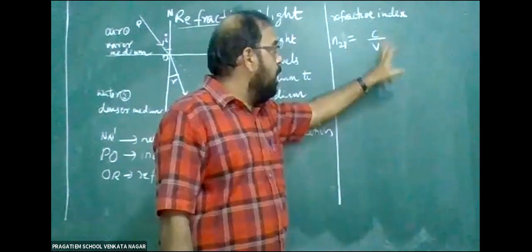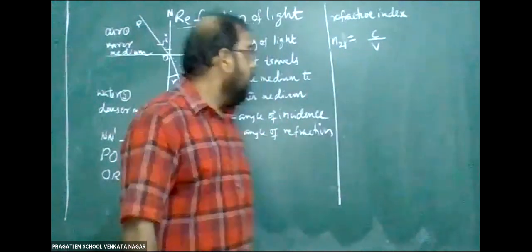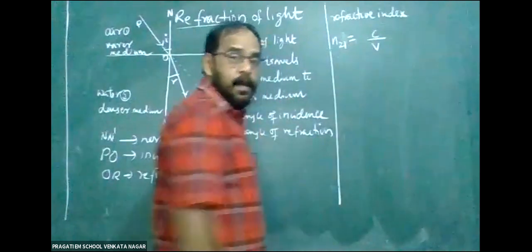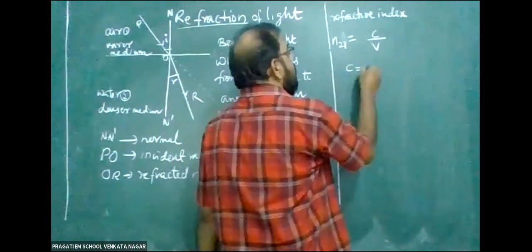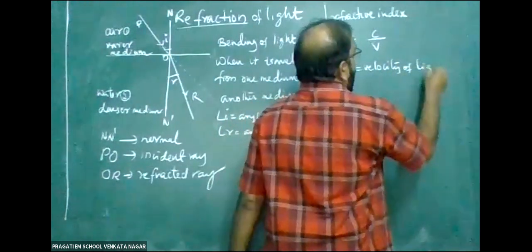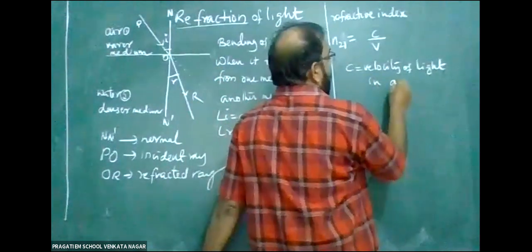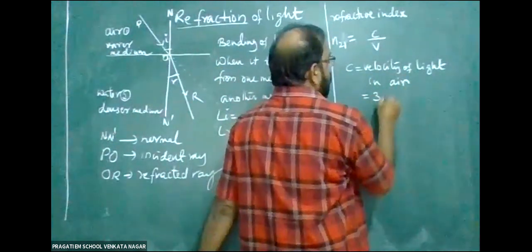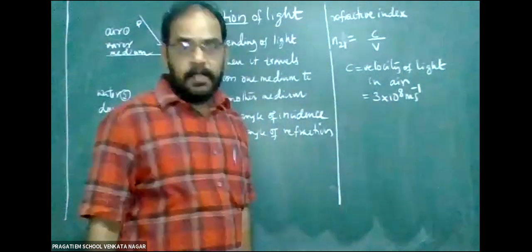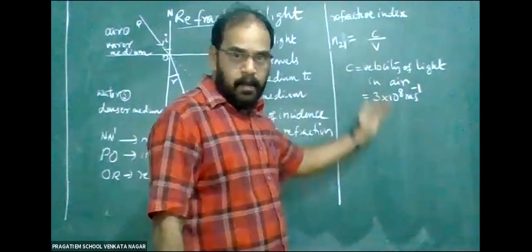So C by V. When the first medium is air, we can use this formula. N21 is equal to C by V, only when the first medium is air. Then what is C here? C is the velocity of light in air. That is equal to 3 into 10 to the power 8 meter per second. So what is C? In this formula, I'll explain one by one.